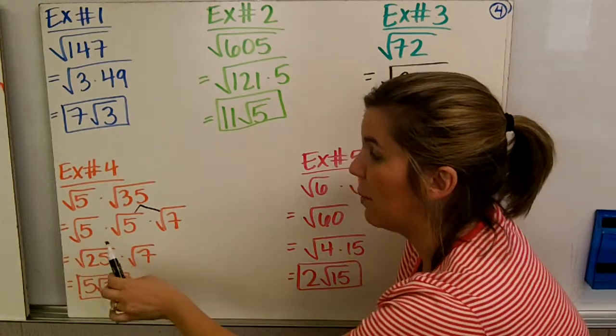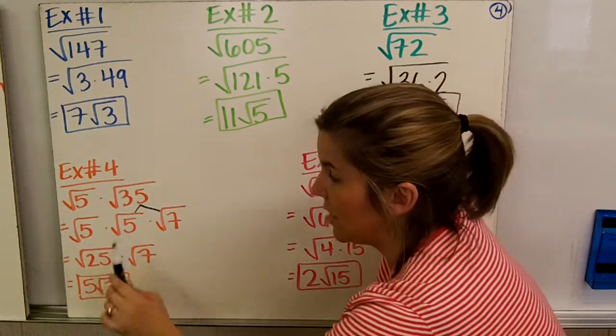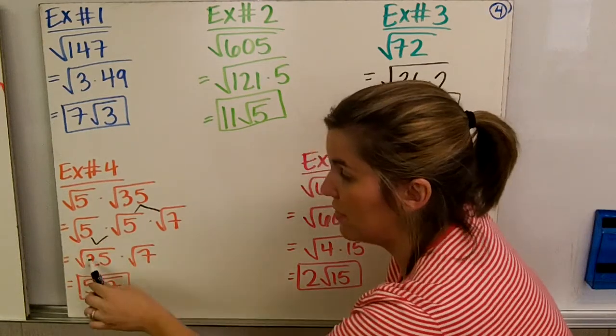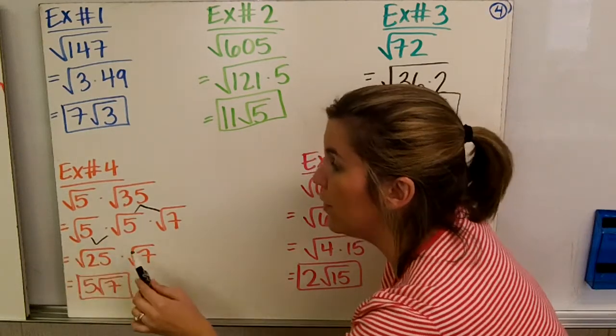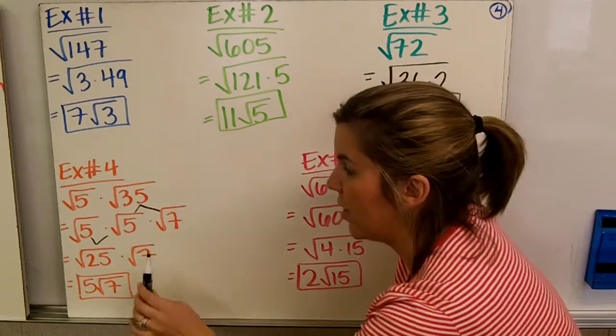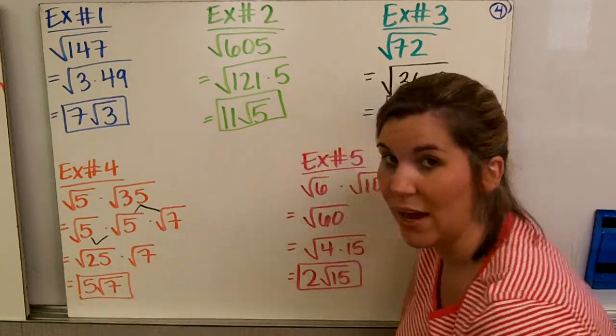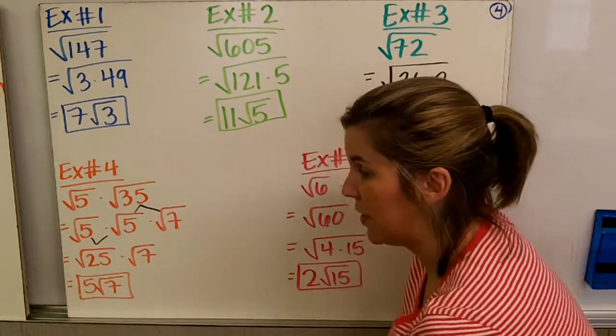Now, using the product property, I can rearrange these in any order. I can say 5 times 5, which gives me 25. So the square root of 5 times the square root of 5 is 25. And here I just bring down the 7. The square root of 25 is 5. So the radical disappears.